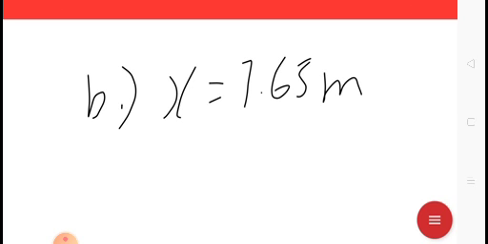So this is one of the applications of the trajectory equation. You can directly use it to calculate certain unknowns that you want to find.